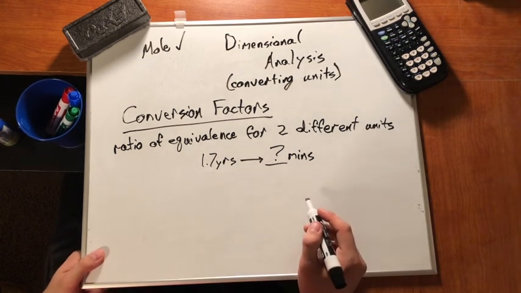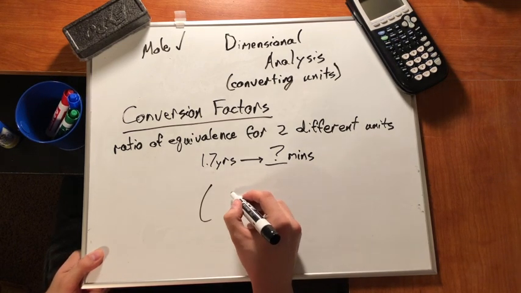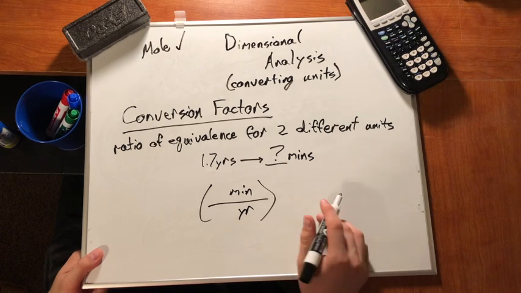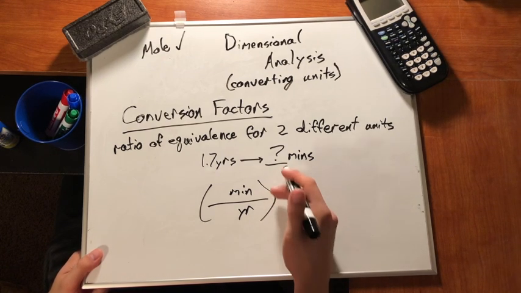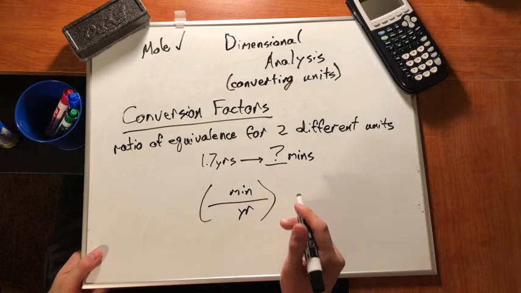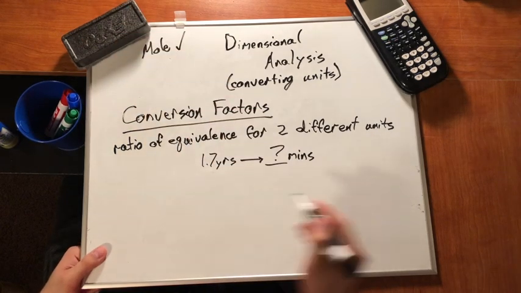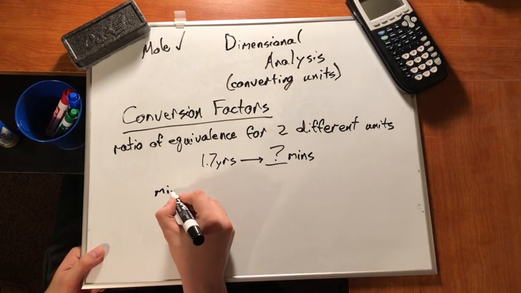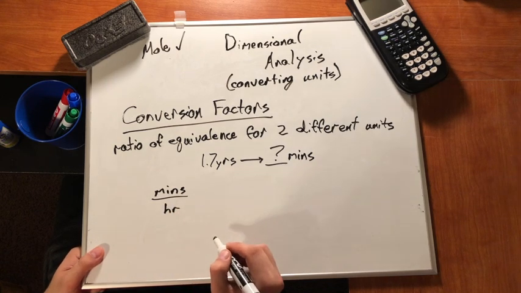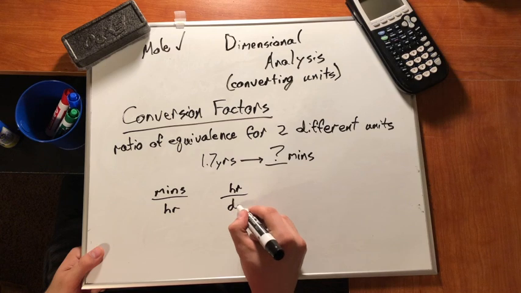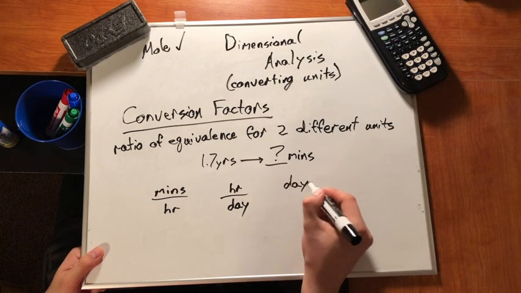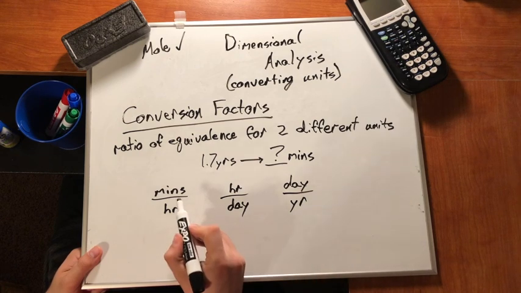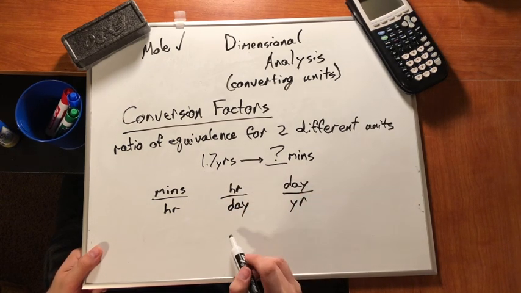Now with a conversion factor, it would be nice to figure out how many minutes are in a year. Well, I don't know that off the top of my head. Some of you might, and I would be very impressed. But this is not a conversion factor that I can make off the top of my head. But what we can do is use several conversion factors in a row to figure this out. I know how many minutes are in an hour, and I know how many hours are in a day, and I know how many days are in a year. And if I use these three conversion factors, I can convert years to minutes using this progression here.